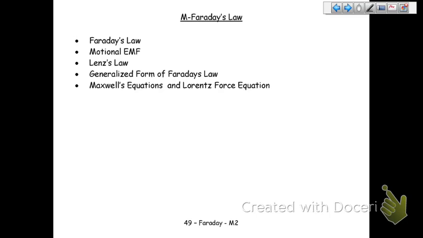We're going to talk about a thing called motional EMF, Lenz's law. Those three kind of go together. Then we have a couple of things at the end which are kind of pointing you in the direction you're going to go if you do EE or physics, and that is the generalized form of Faraday's law and Maxwell's equations with the Lorentz force equation. And again, I don't go much into those because they're the next step that you need to go. We don't do anything with them. We just say, oh, look.